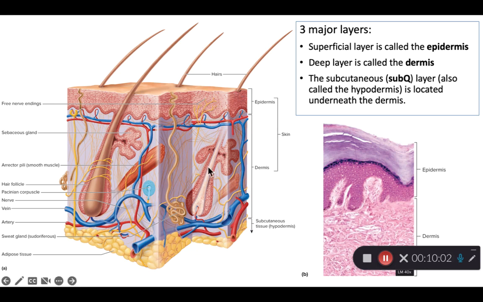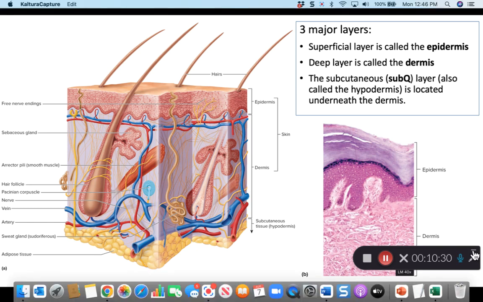Moving deep, we get into the dermis. And this dermis, as I mentioned before, is made up of 2 layers. This little portion here is kind of wrong. That line should go all the way down to here. So both your epidermis and dermis all the way to here make up your skin. And then you have the subcutaneous or hypodermis that technically isn't considered part of your skin.